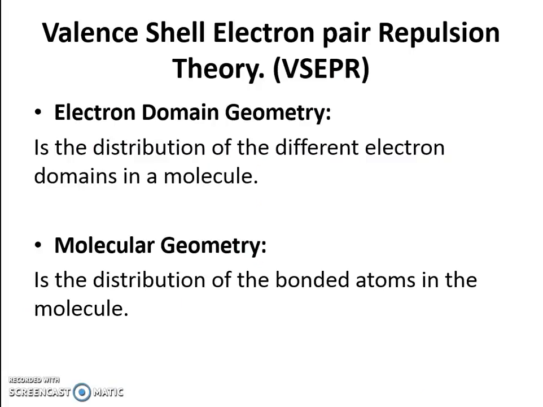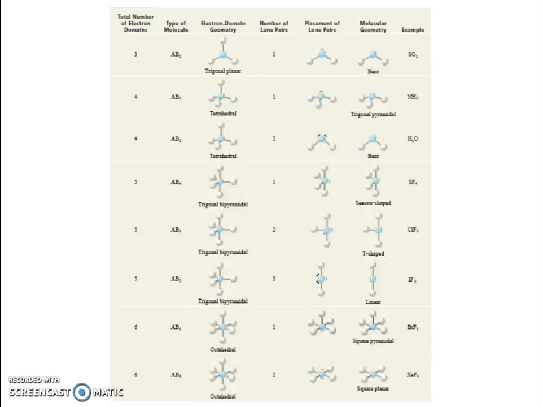Okay, the electron domain geometry is the distribution of the different electron domains in the molecule, and the molecular geometry is the distribution of bonded atoms in the molecule. So from electron domains and molecular domains, we will move to the concept of electron domain geometry and molecular geometry. Why is it important? In some molecules, the number of electron domains is different from the number of molecular domains. So this is the table for those kinds of molecules.